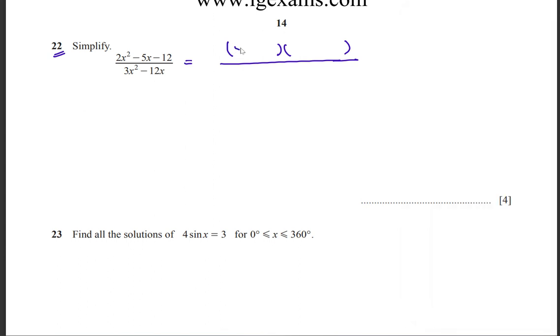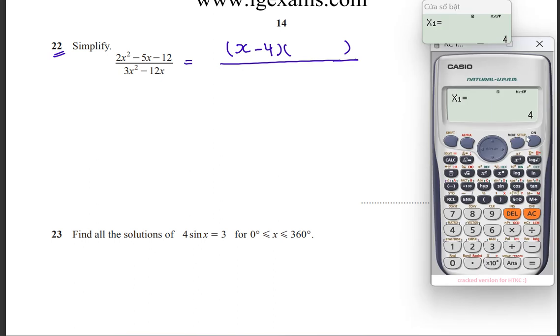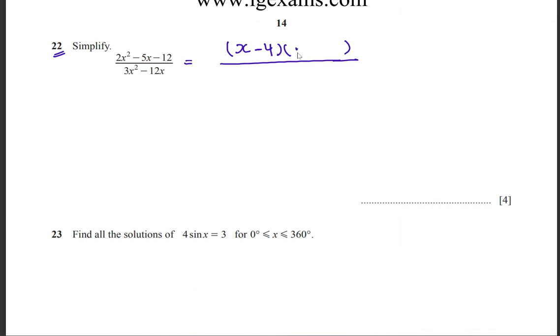So this will be x minus 4. Then the other one will be negative 3 over 2. So how to write negative 3 over 2? We write x first, x plus, because it was negative, 3, and instead of writing over 2, bring it up here like this.